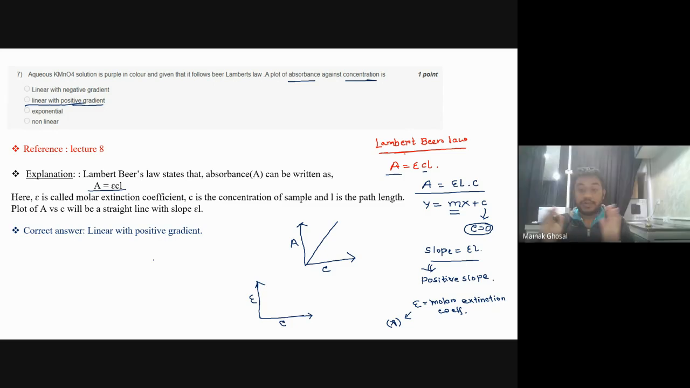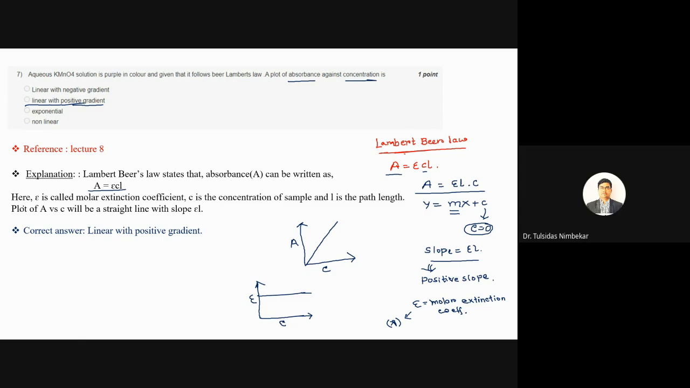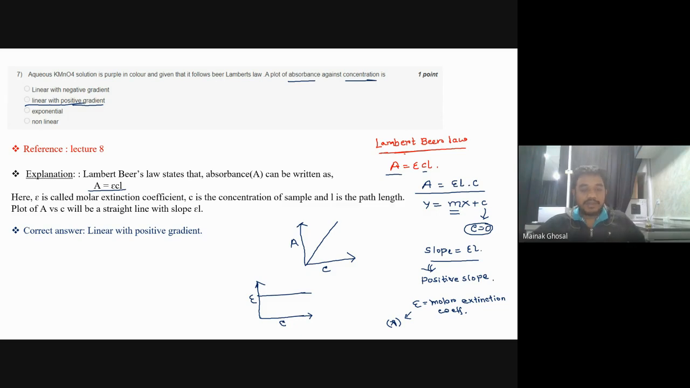No, it will not change with concentration. It will change with the lambda, that is the light. So epsilon will not vary with concentration. Exponential is different. This will not change with concentration, so this will be a straight line. It will have no slope, zero slope. This epsilon will be a fixed value for every concentration.